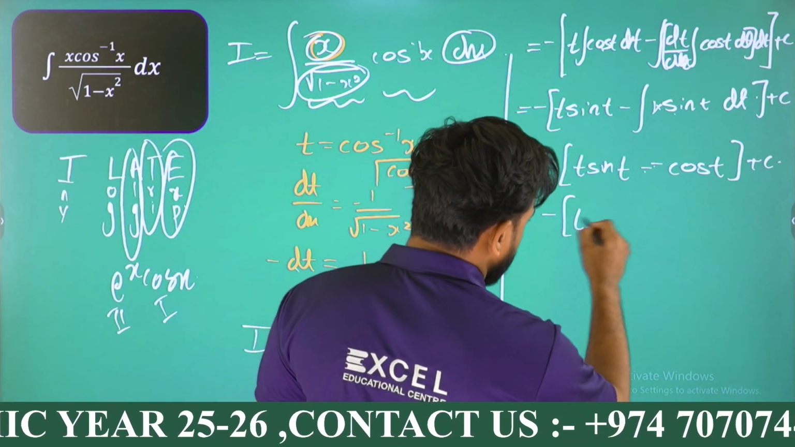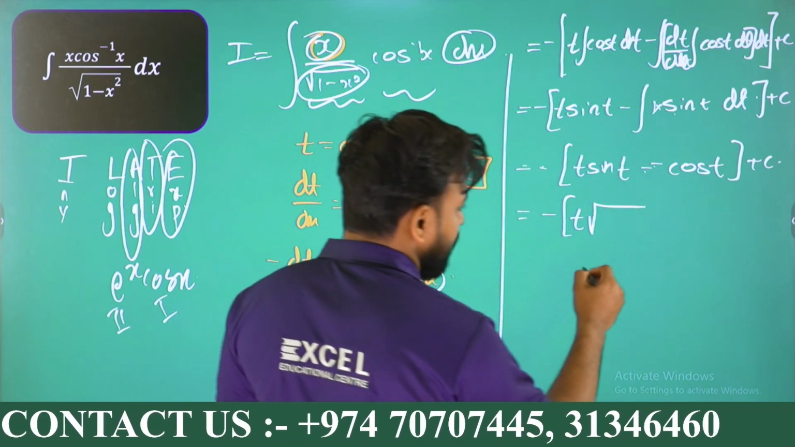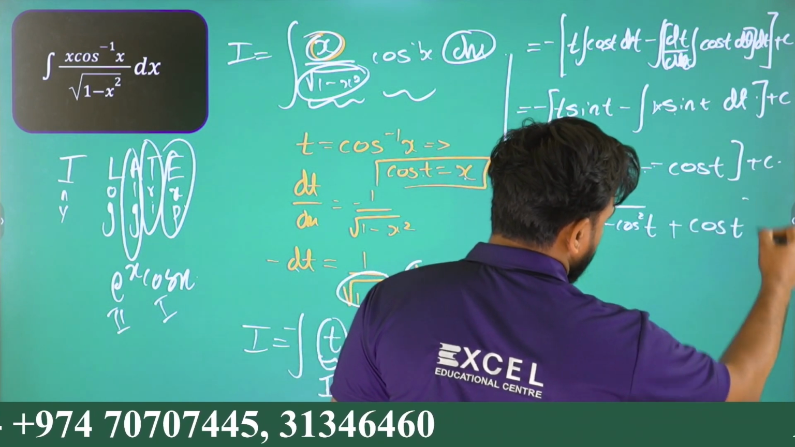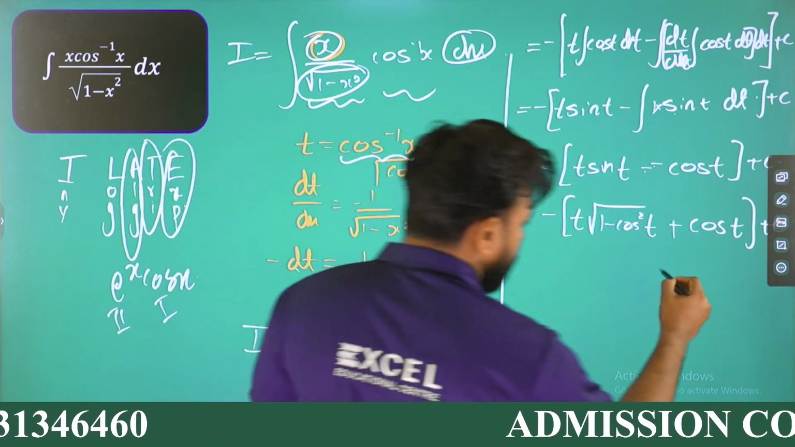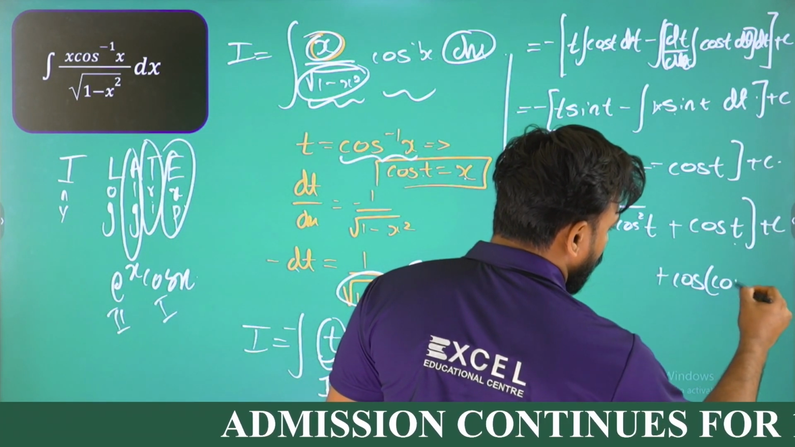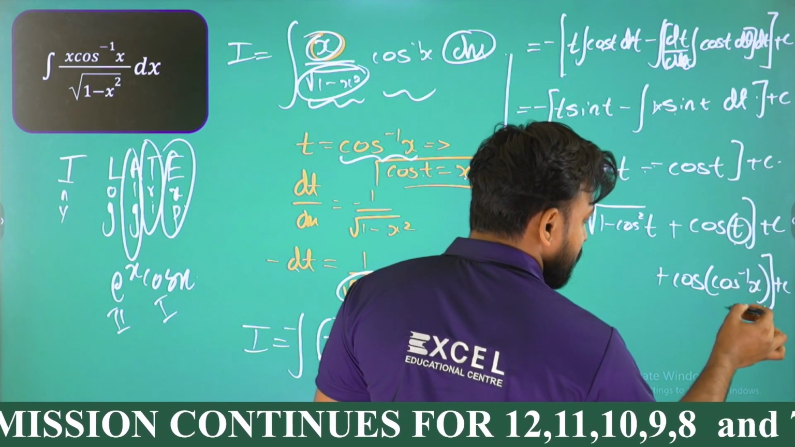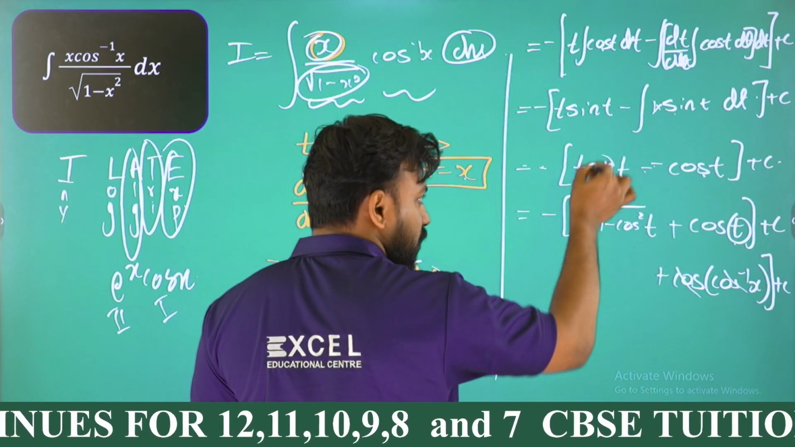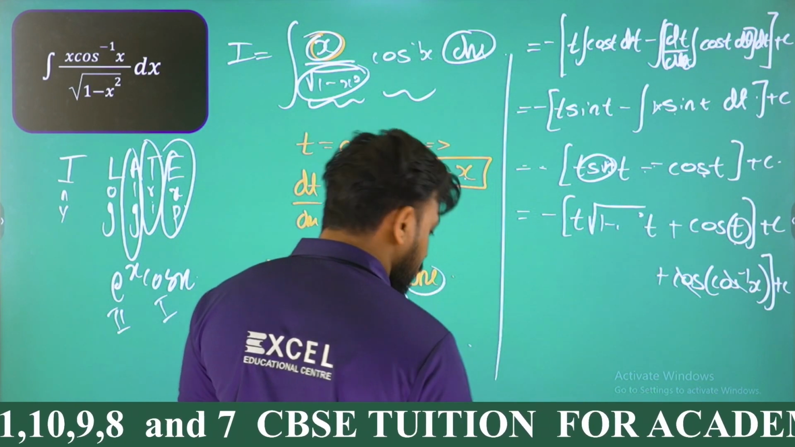And before that, let me write t sin t as t into 1 minus cos square t, plus cos t, plus c. You may think, why did I change that? Because we have t as cos inverse x. If we put cos of t, where t is cos inverse x, this cos and cos inverse will cancel. That is possible here, but not possible in sin, because the outside function is sin. So we changed it in terms of cos. That's why I have done that.